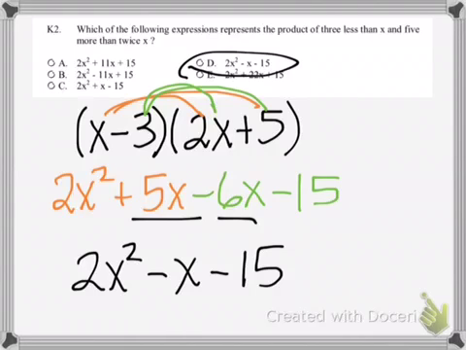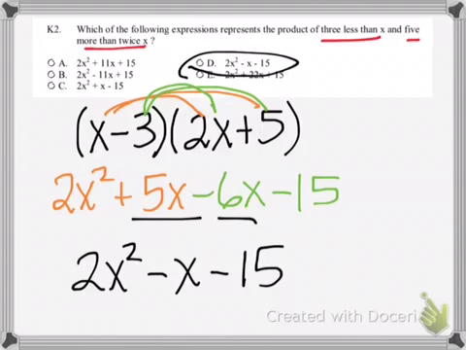Number 2, which of the following expressions represents the product of 3 less than x and 5 more than twice x? So I wrote 3 less than x is x minus 3, and 5 more than twice x is 2x plus 5, and product wants me to multiply them. So I used the distributive property. I illustrated that with the orange lines distributing the x, and I got 2x squared plus 5x.